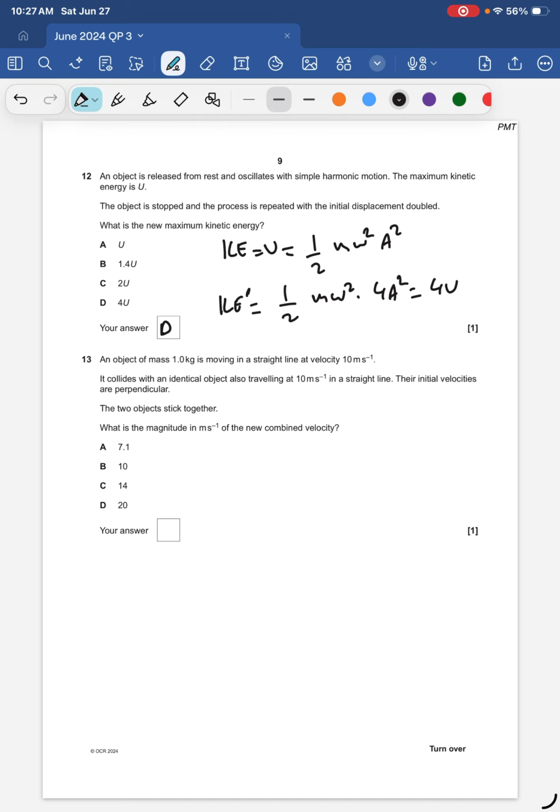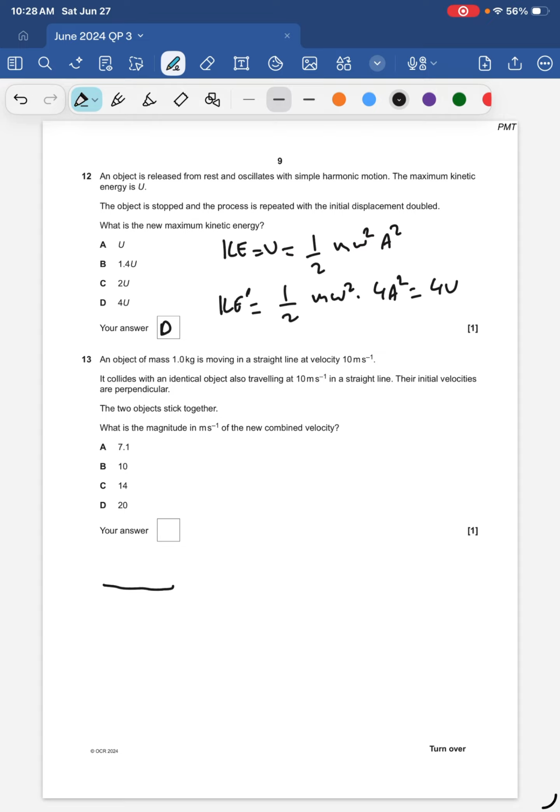Okay, let's continue with question 13. An object of mass 1 kilogram is moving in a straight line at velocity 10 meters per second and collides with an identical object also traveling at 10 meters per second in a straight line. Their initial velocities are perpendicular. The two objects stick together. What is the magnitude in meters per second of the new combined velocity?